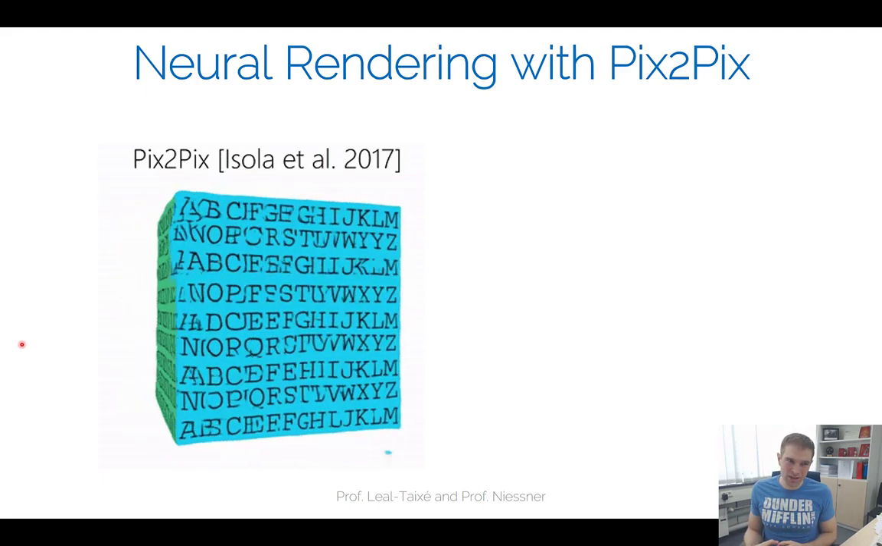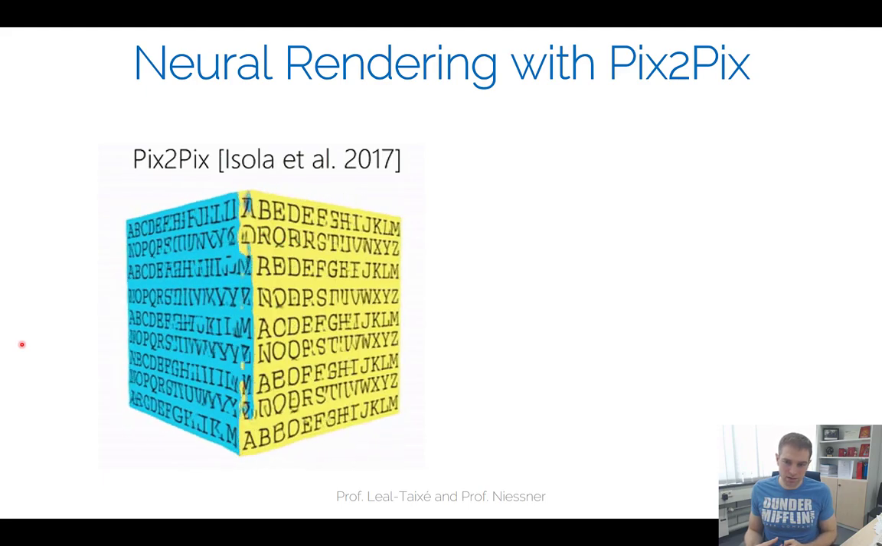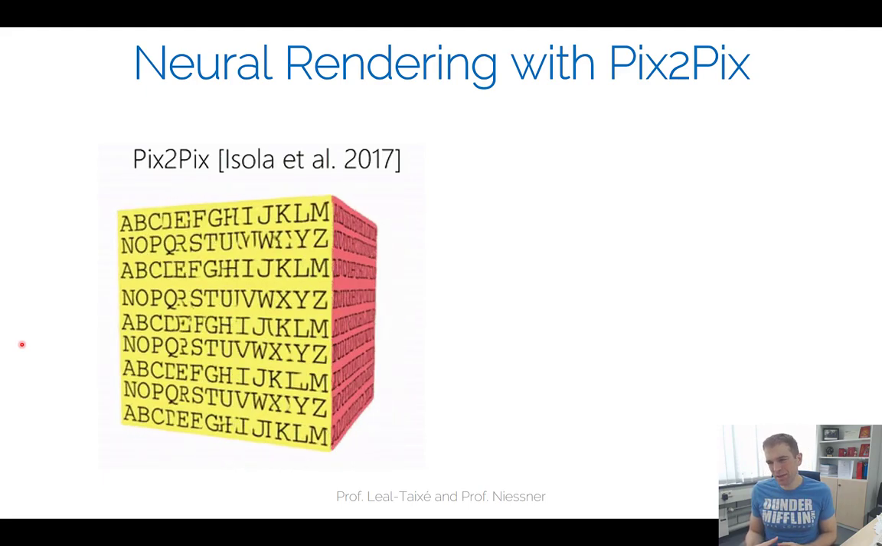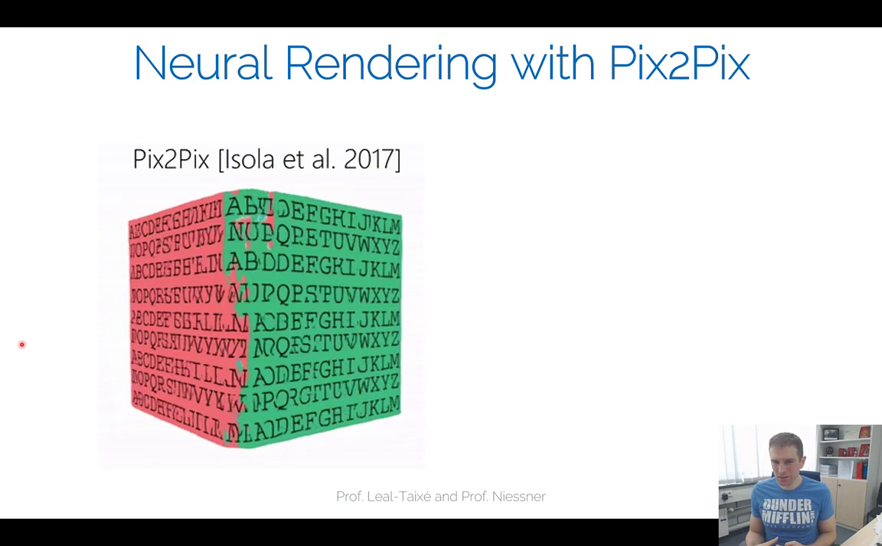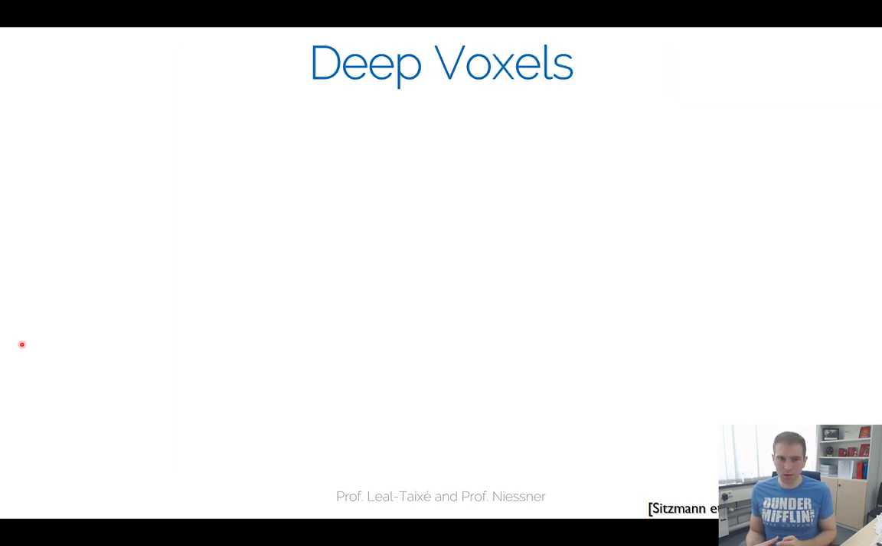And one idea to remedy this, and this is a very recent trend in neural networks, is to say, well, maybe these 2D convolutions are not so great. Maybe we want to go to 3D. And this is what Deep Voxels is doing. This is one of the first papers that looks at this.